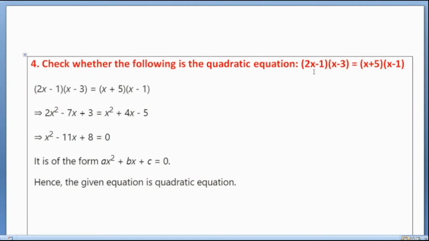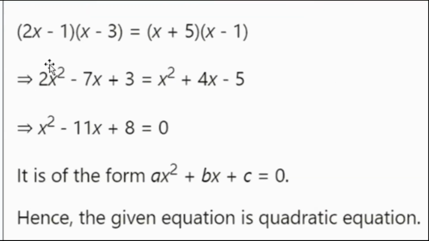Fourth question, check whether the following is a quadratic equation or not: 2x minus 1 into x minus 3 is equal to x plus 5 into x minus 1. So 2x minus 1 into x minus 3 can be written as 2x square minus 7x plus 3, and x plus 5 into x minus 1 can be represented as x square plus 4x minus 5.